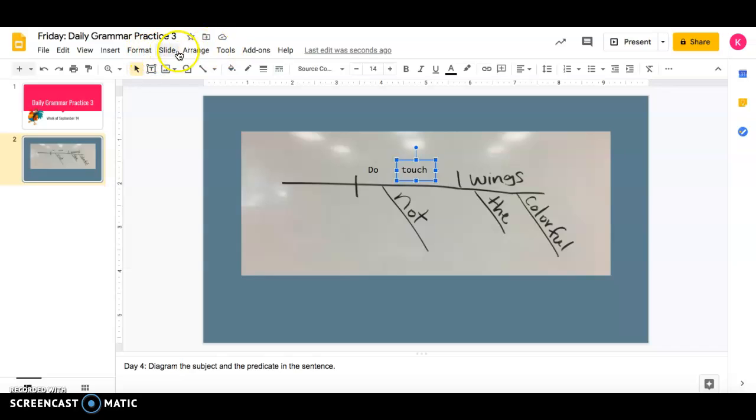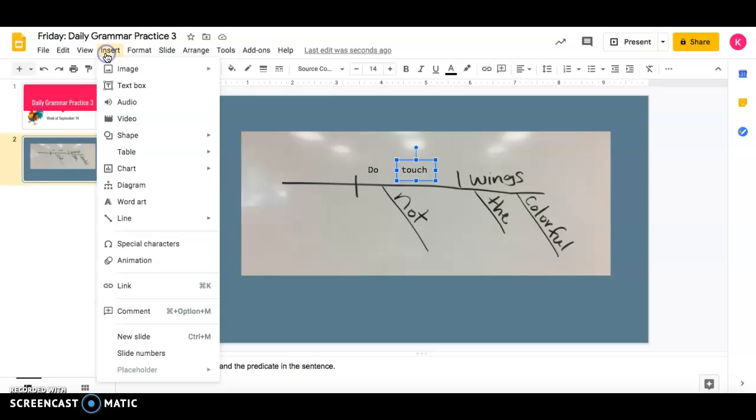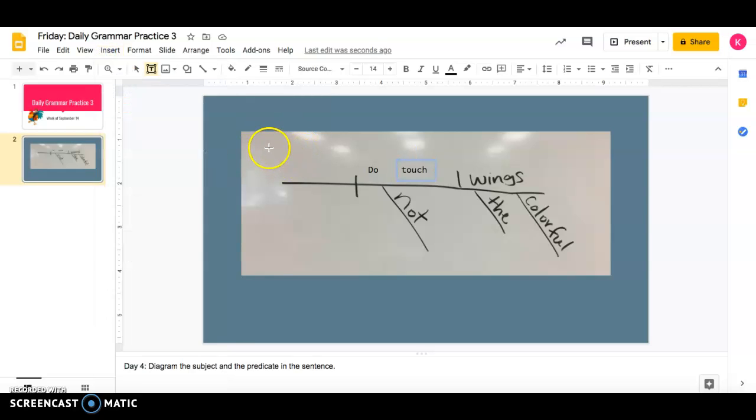So if we recall from Tuesday, our subject was that understood you. Remember how we put that in the parentheses? Okay. So we're going to move that to the left side of our plus sign because our subject or subjects go on the left side.